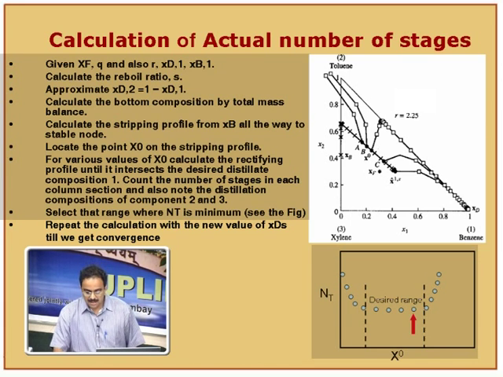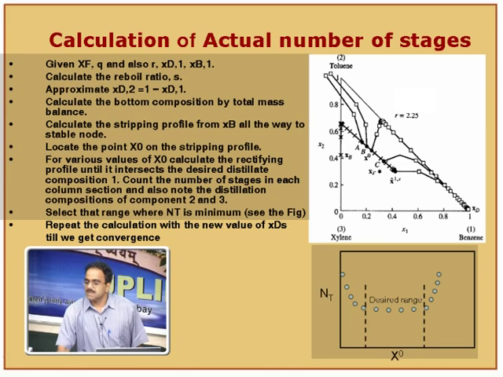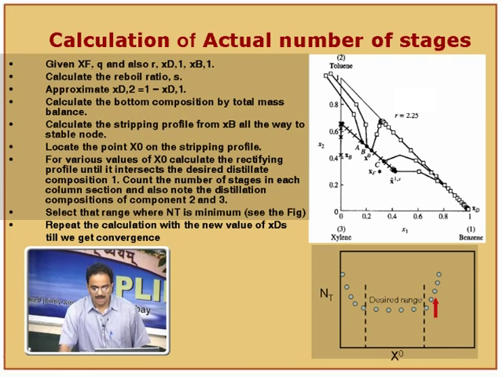okay. But then after a certain value of x0, that means if I take it to this particular part of the stripping section profile, again the total number of stages would increase. Why? Why do you see this?